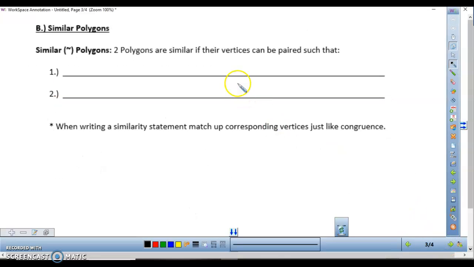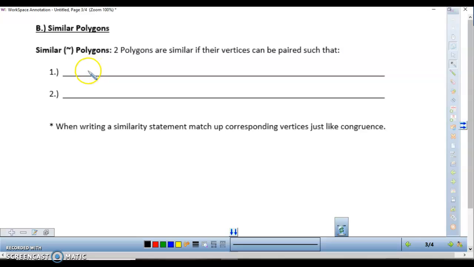Now, moving on to similar polygons. So, similarity is pretty darn close to the idea of congruency. The only difference is while the two polygons have corresponding parts and things like that, they're not going to be exactly the same. They're going to look the same, but one's going to be larger than the other one. So they'll have a little different size, but they're going to look the same correspondingly.